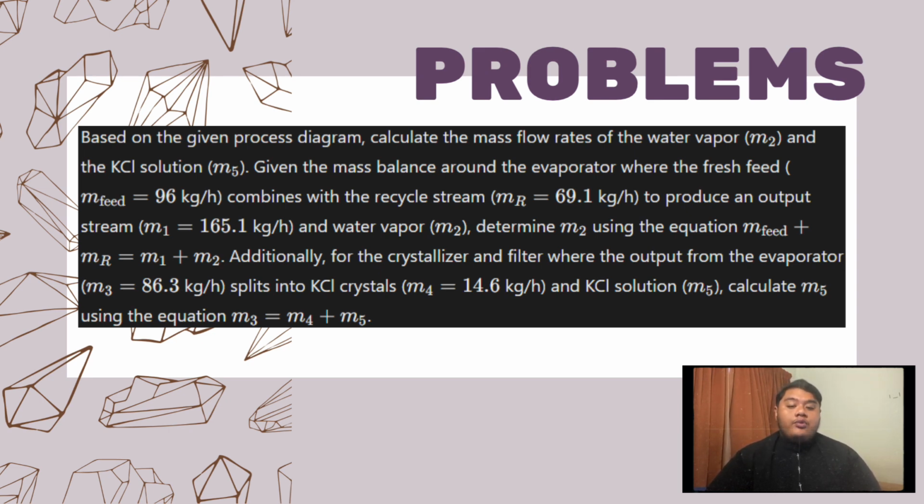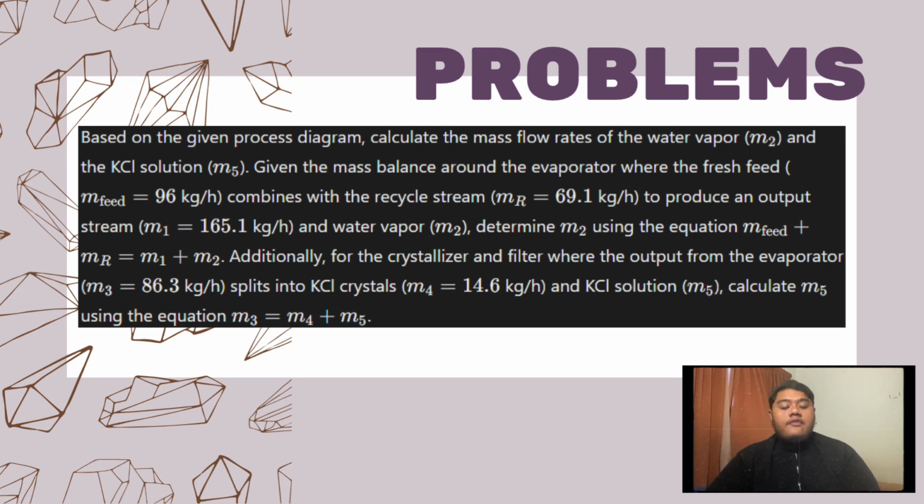So based on the given process diagram, calculate the mass flow rates of a water vapor, which is M2, and the potassium chloride solution, which is M5. Given the mass balance around the evaporator where the fresh feed is equal to 96 kg per hour combined with the recycled stream, which is MR 69.1 kg per hour, to produce an output stream, which is M1 equal to 165.1 kg per hour, and water vapor M2. We determine the M2 using the equation of M feed plus MR equal to M1 plus M2.